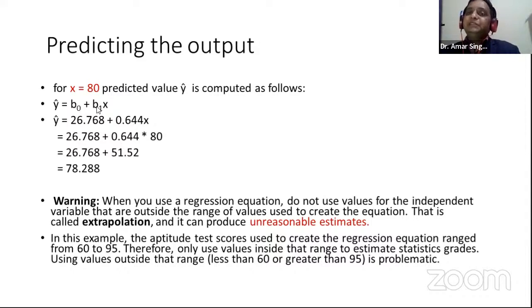So B0 and B1. Now I want to predict the marks of a student who has marks 58. So what will I do? I know B0. B0 is 26.768 plus B1, which is 0.644, multiplied by 58. Whatever value you get will be the prediction for the student who has 58 marks in math. In this way, I can implement simple linear regression models mathematically.